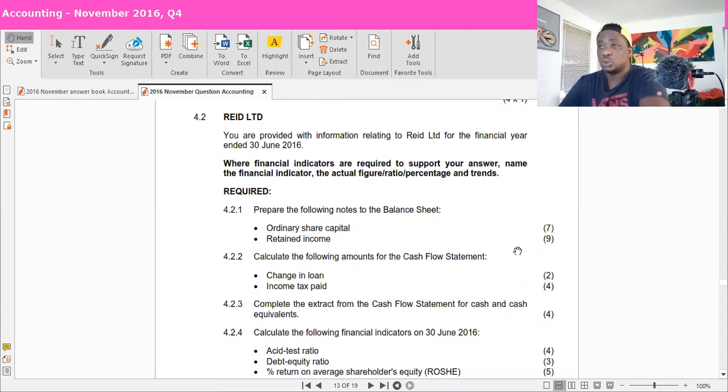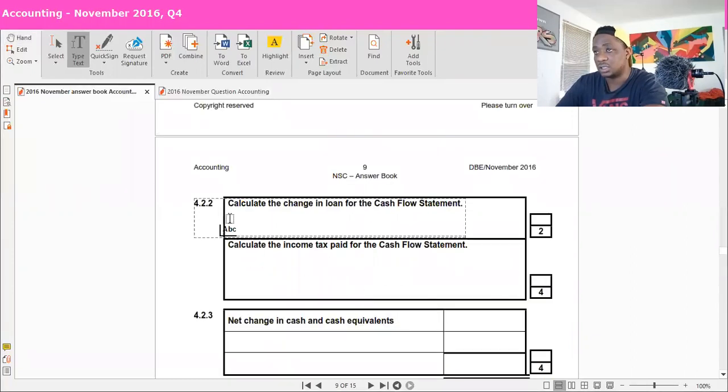Cool, let's go. So the question that we're answering here is: calculate the following amounts for the cash flow statement. You want to calculate the change in loan, and then after that, you're going to calculate the income tax paid. All right, we've got our answer book right here to calculate the change in loan and also to calculate the income tax paid. So let us go.